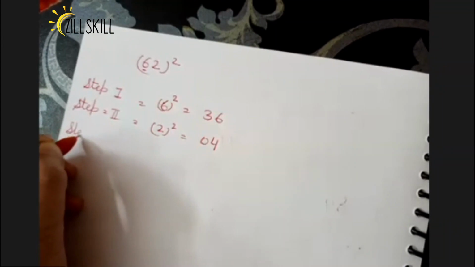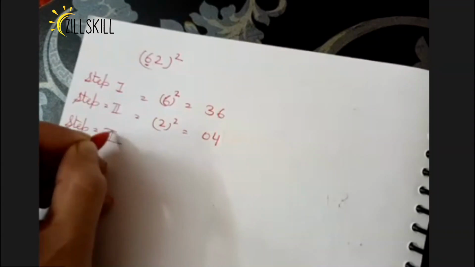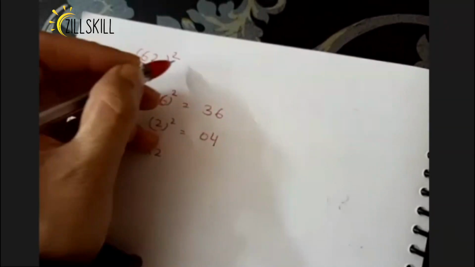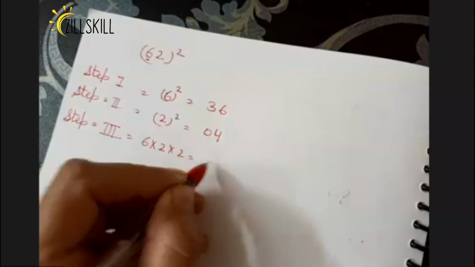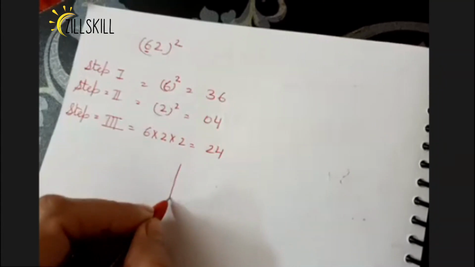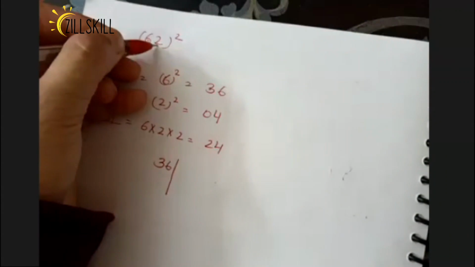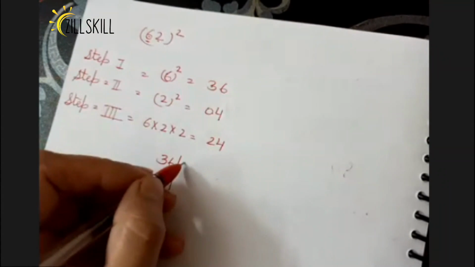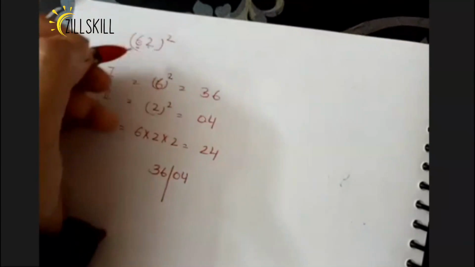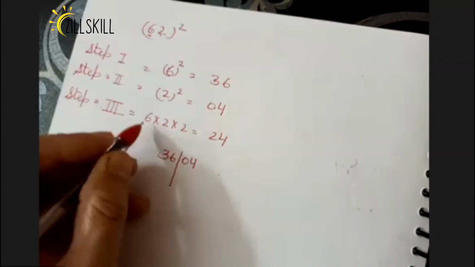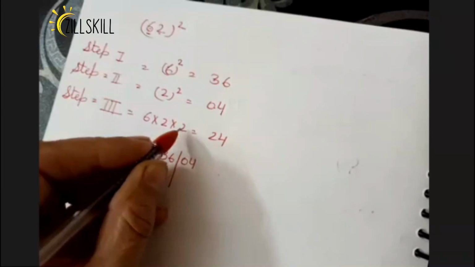Third step, what will you do? 6 into 2 into 2 is equal to 24. And you have to make the partition like this. The first digit is 6, so write down 36 here. The second digit is 2, so write down 04 here. And then the multiplication we did, 6 into 2 into 2: 6 2s are 12 and 12 2s are 24.